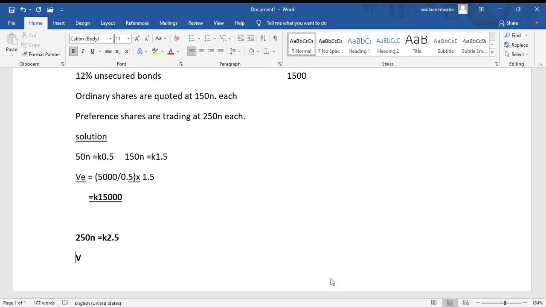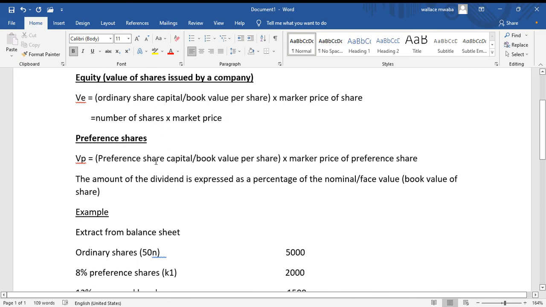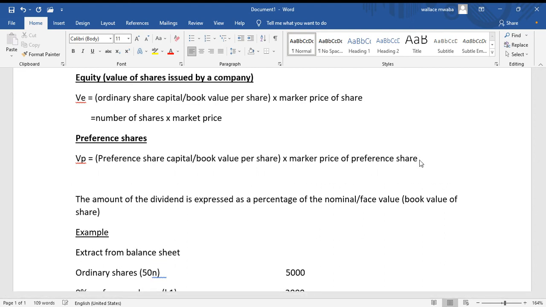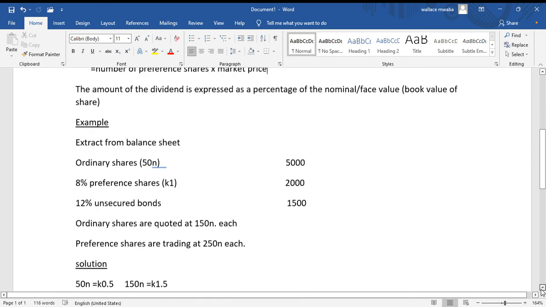So the value of preference shares, VP, equals preference share capital. And before we go further, preference share capital over the book share value of each of the preference shares is the same as calculating the number of preference shares. So we can just say this equals the number of preference shares times the market price.